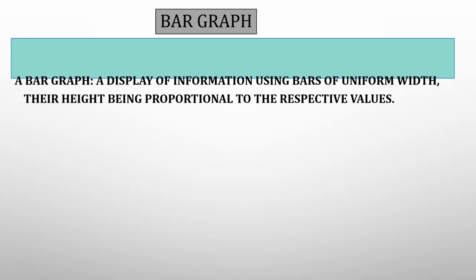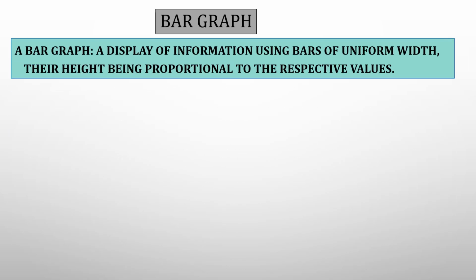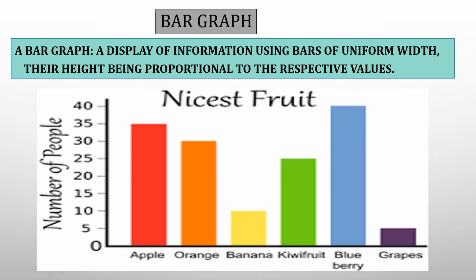Bar graph. A bar graph is a display of information using bars of uniform width, their height being proportional to their respective values. See, this is the example of a bar graph of a group of people in which different bars show the number of people who liked different fruits.